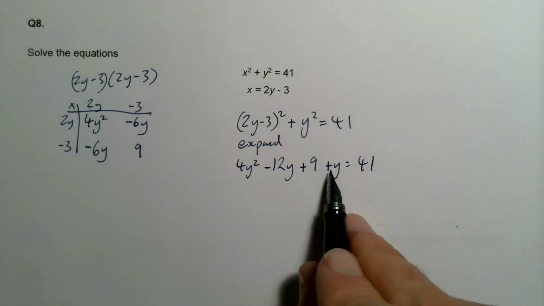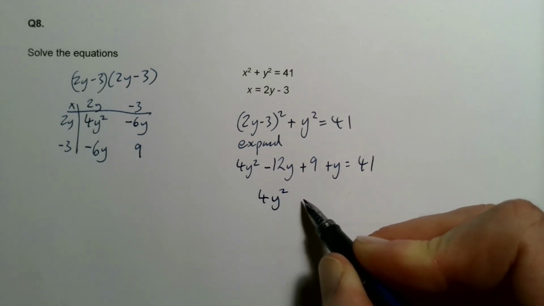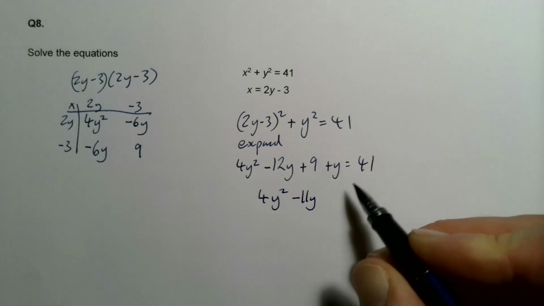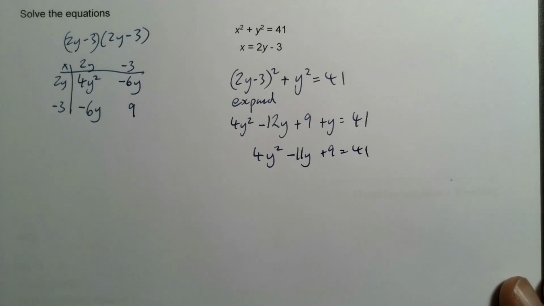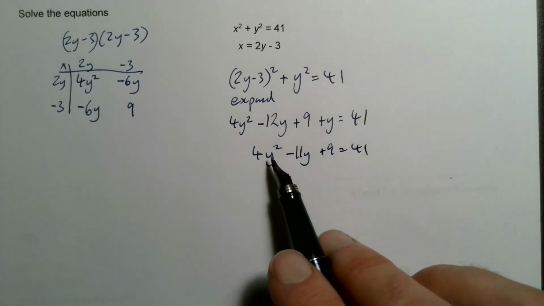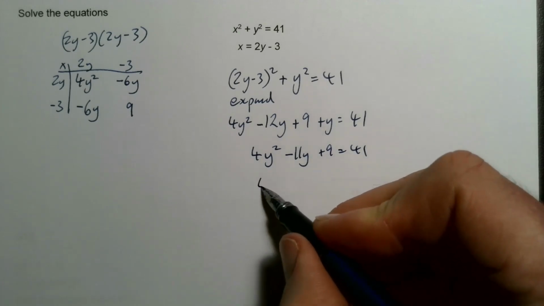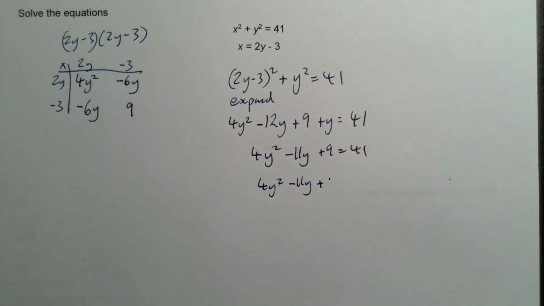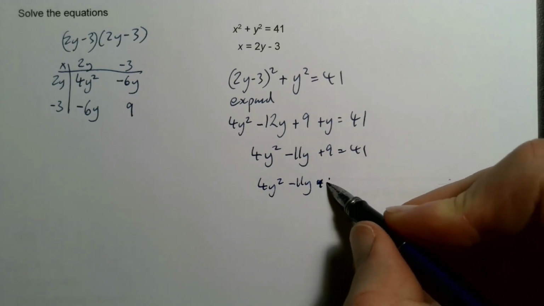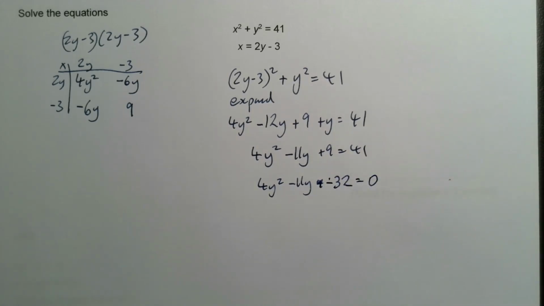Next I can simplify this by adding my y to my negative 12y, and that's giving me 4y squared, take 11y, plus 9 equals 41. Then, to solve a quadratic equation, which this is, I need to make the whole thing equal 0. So let's go again. 4y squared, take 11y, plus 9 take 41 is negative 32 equals 0. And then I'm looking to factorize that equation.